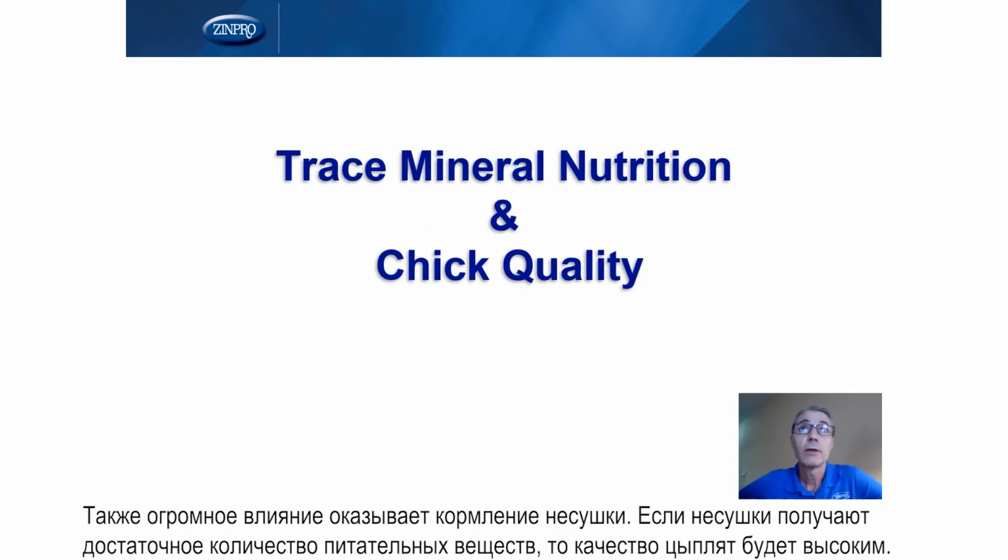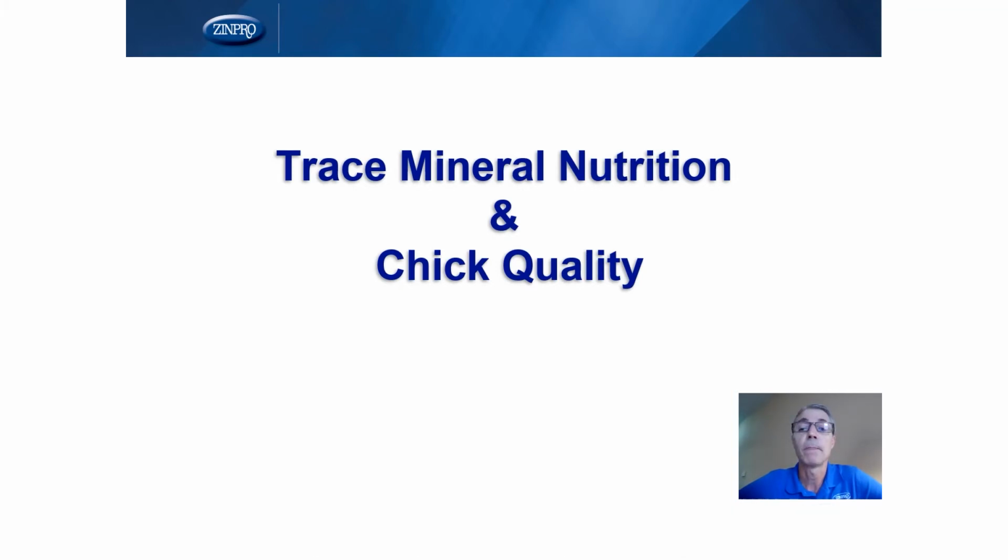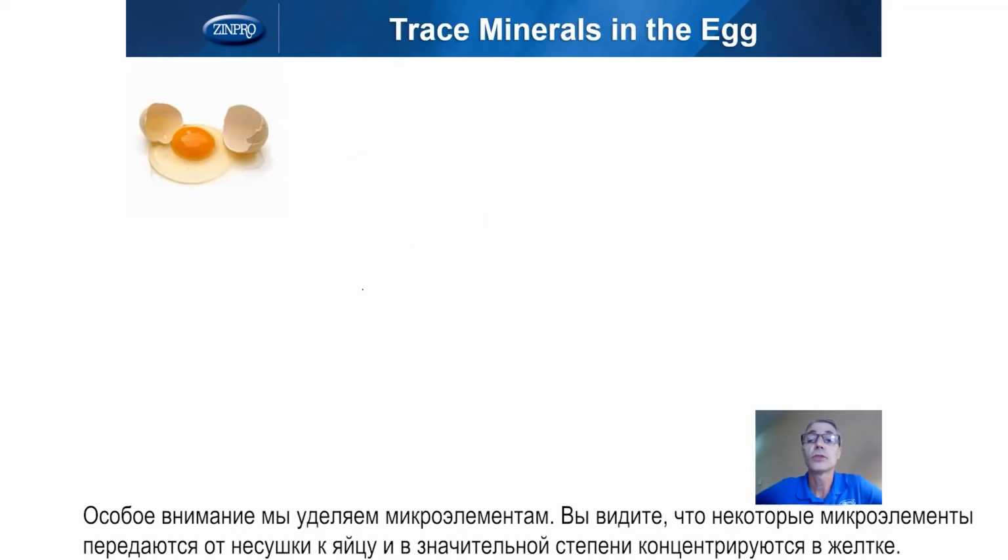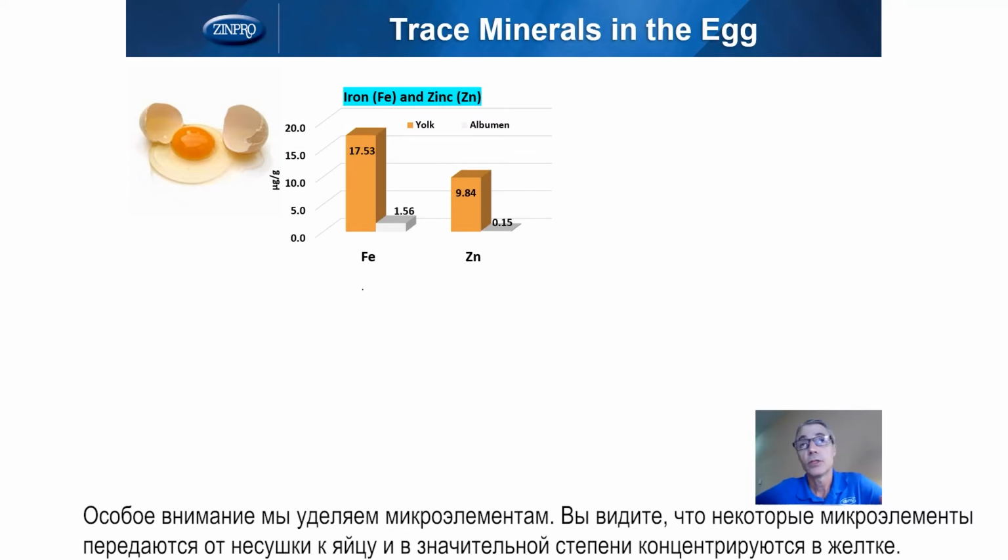But there's also the effect of breeder nutrition. If you feed enough nutrients to the breeder, you'll be able to get a higher chick quality. And one aspect that we focus on is trace minerals, because as you can see, there are several trace minerals being transferred from the breeder to the egg. And you see most of those trace minerals are present in the yolk.